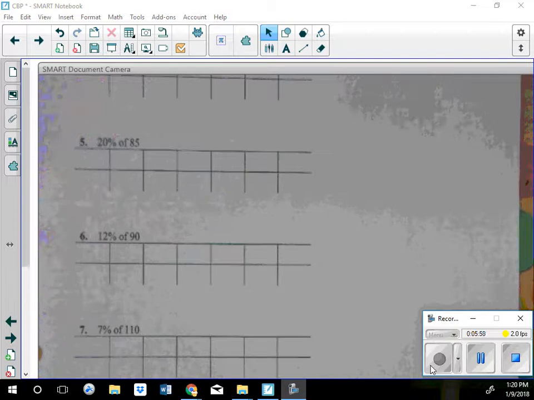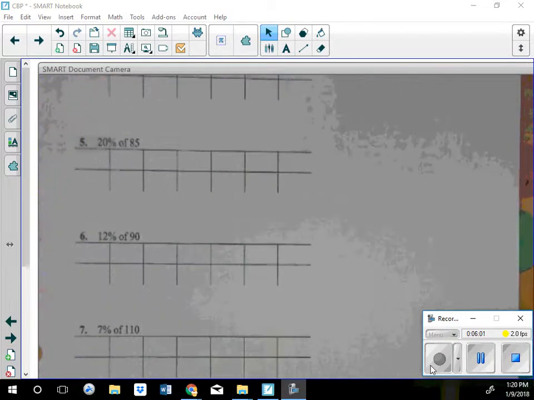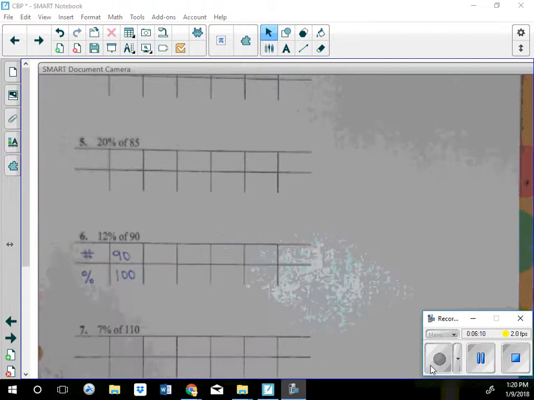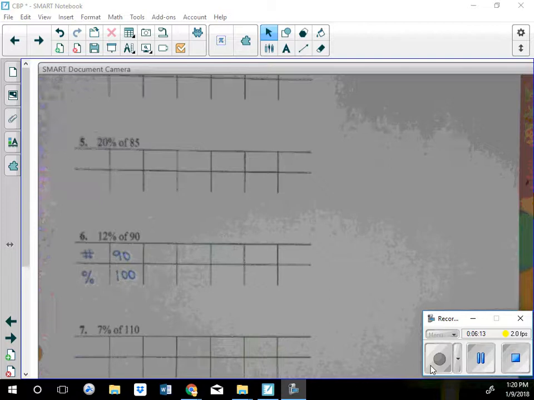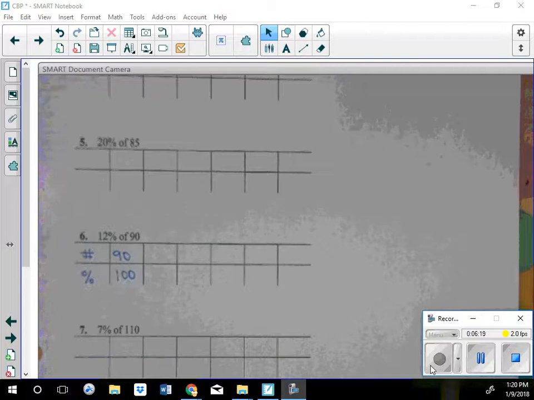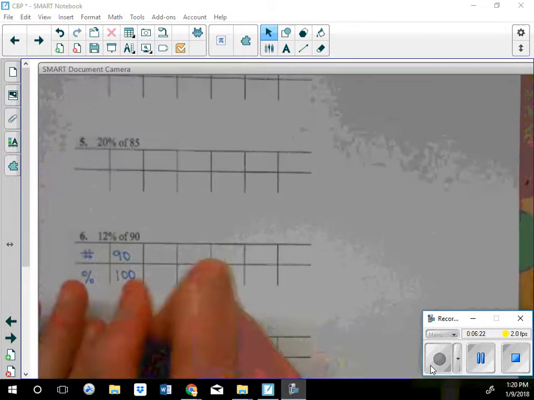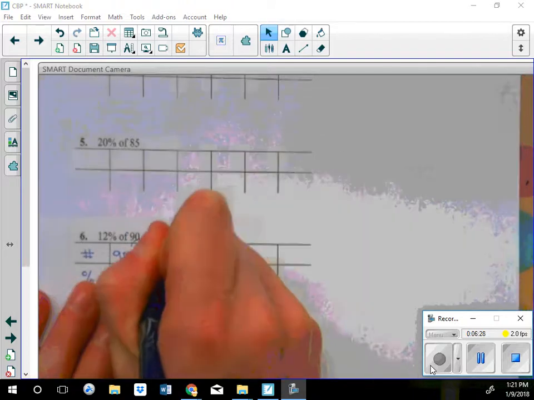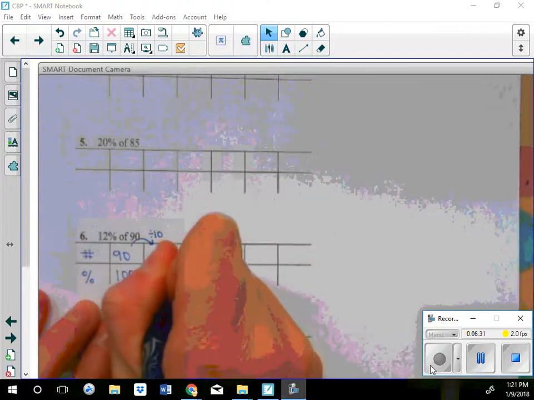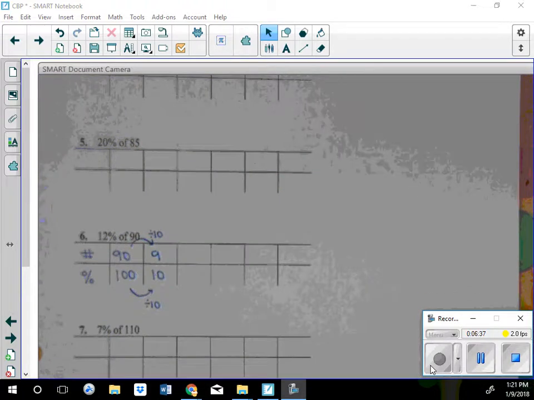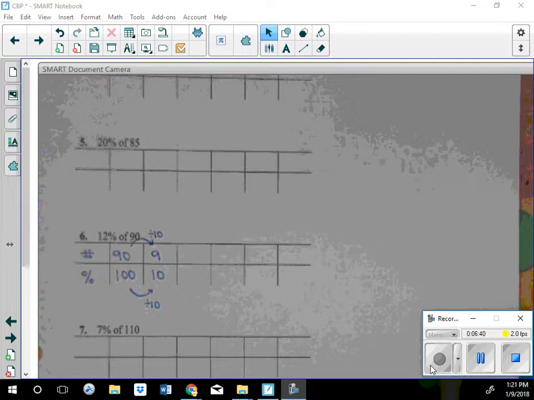Yeah, good job, crew. So for number 6, we have our number, which is 90, and 90 represents 100%. Okay, now we're trying to get to 12%. That's our goal. So I'm going to go down to 10% again. I'm going to scale down to 10%. Divide both the top and the bottom by 10. So that means that 9 represents 10%. And some people today have said, wait, can the number be less than the percentage? Yeah, it can be.